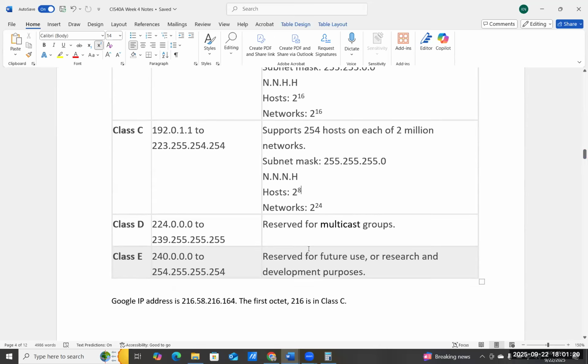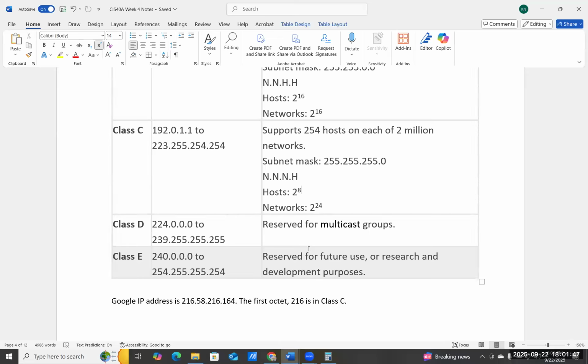Now, class D and class E, we don't touch. Number one, D is used for multicast groups, and we'll talk about multicast shortly. So multicast is a way that we can send to a group of systems. Broadcast is to all systems, and unicast is one system. So unicast is one system, multicast is a group of systems, and broadcast is all systems.